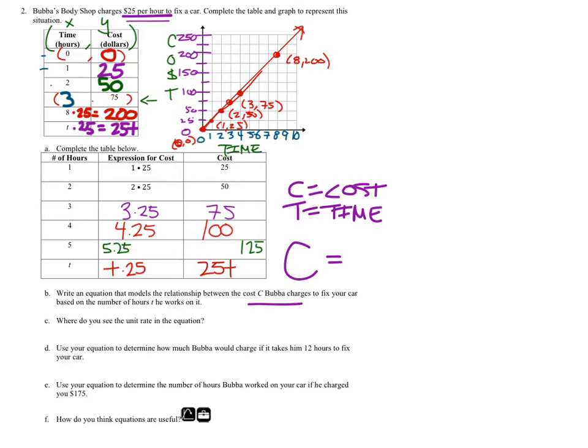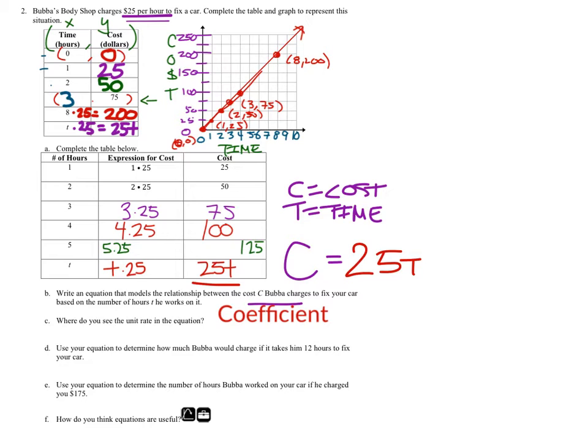How do we figure out the cost for this? Well, we can see right here, the cost was 25 times the T, number of hours. So it's 25 times the number of hours. Bam. And that would be the equation that models this situation. Where do we see the unit rate in the equation? Does anyone remember what we call that number in front of the letter, being multiplied by the letter? Starts with C. Yeah? Coefficient, very good. The coefficient is the unit rate in the equation.